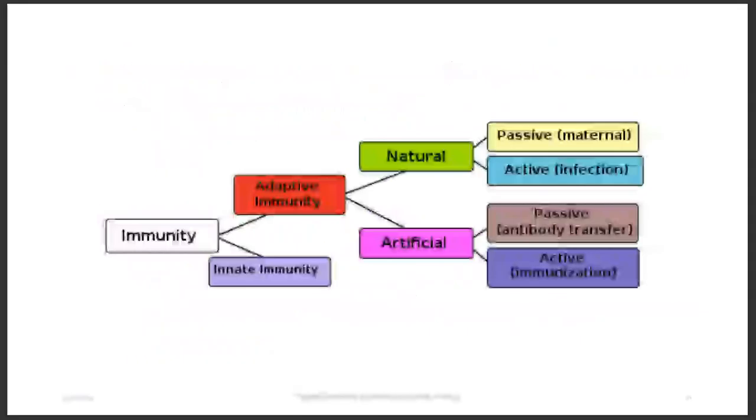I'm going to use this table here. The immune system or immunity can be adaptive or innate. We have said the innate is the first line of defense, the adaptive is what will defend you later on, right? The adaptive can be split into two: natural immunity or artificial.